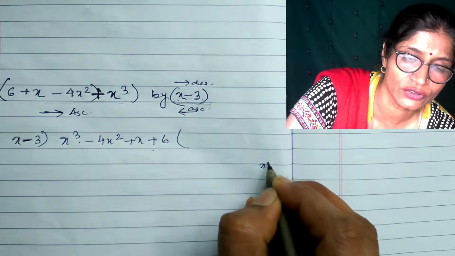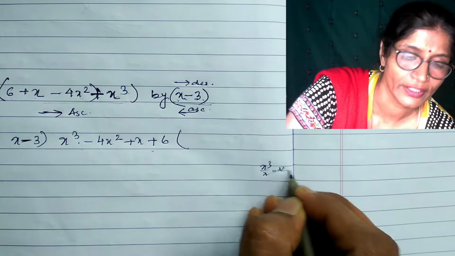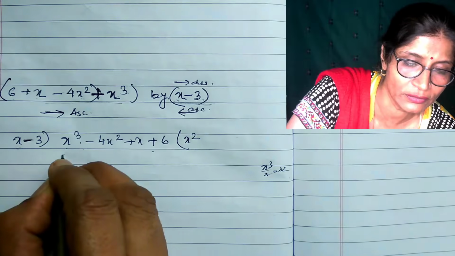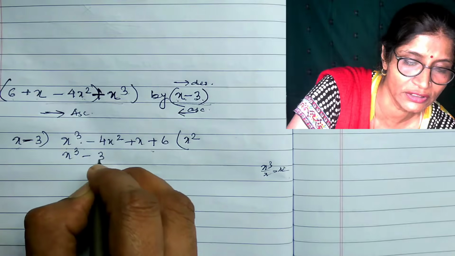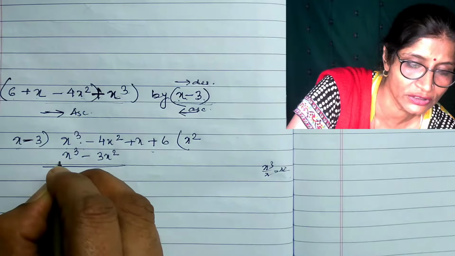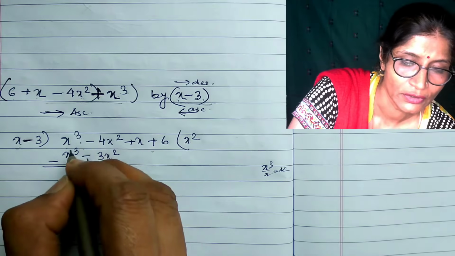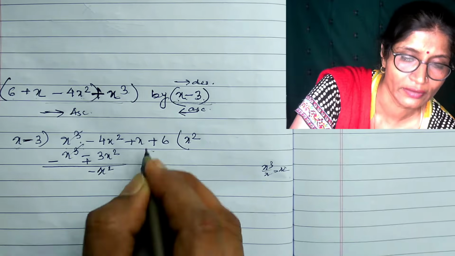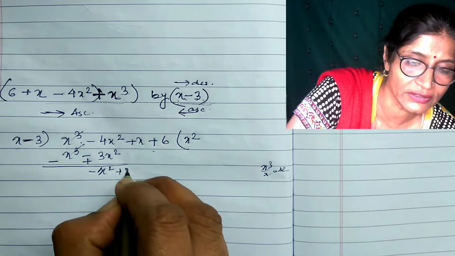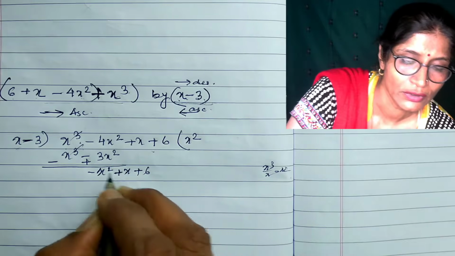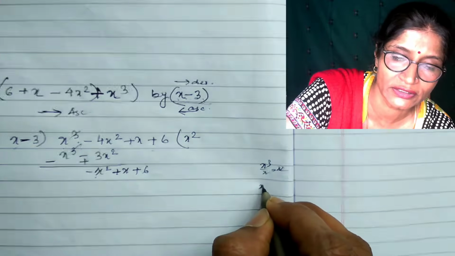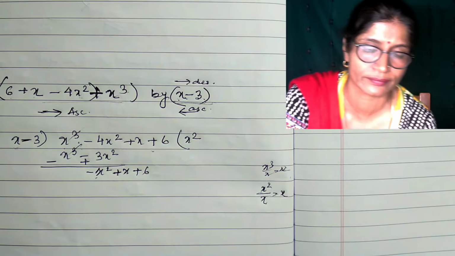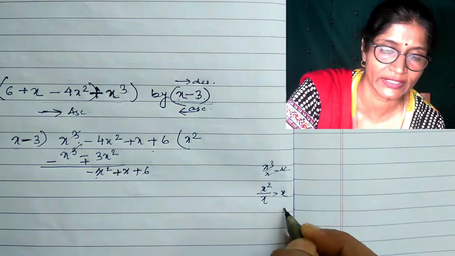What is this? x cube by x is x square. It means this is multiplied by x square, then I will get this one. So x square. Multiply this one: x cube minus 3x square. Now change the sign. This is minus, this is plus, so this is cancelled. So here it is only minus x square. Then write both here, plus x plus 6, both the terms. Now x square divided by x is equal to x. Now my next term will be this x.